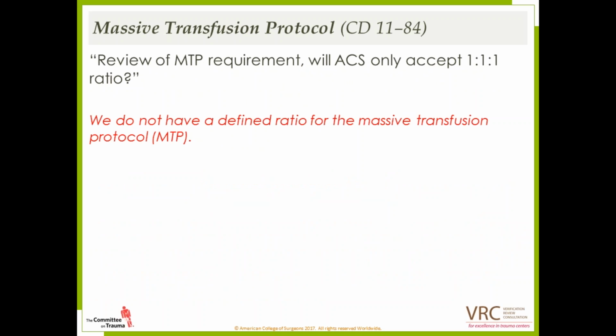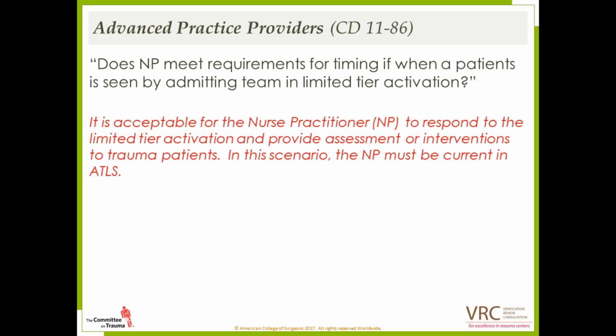Massive transfusion protocol. Review of MTP requirement. Will ACS only accept 1-to-1 ratios, 1-to-1-to-1 ratio? We do not have a defined ratio for massive transfusion protocol. I know this is typical. It's not a standard, but it is something that we see over time, that the ratio is 1-to-1-to-1, but it's not required, nor do we have a standard for that.